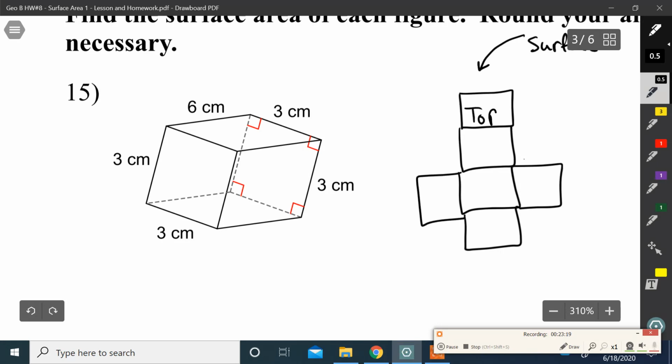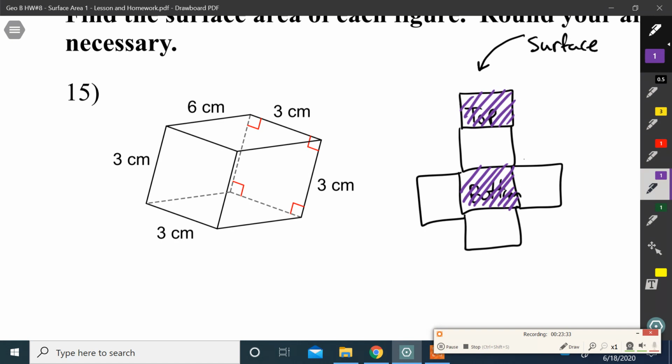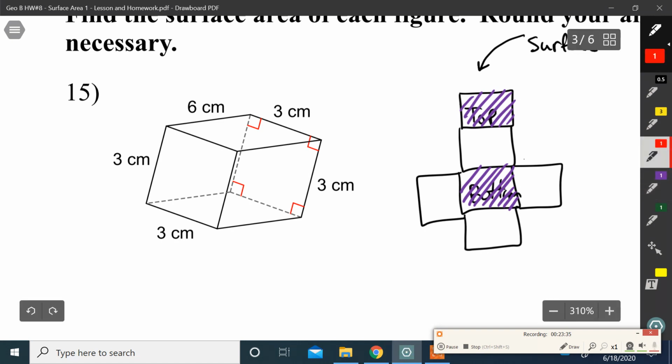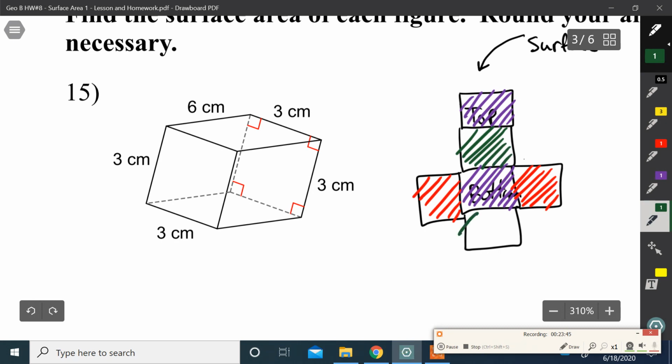We have a top and a bottom. The top and the bottom should technically be the same area. So to find the area of that, we multiply the length times the height. And then we have the sides here. This side should be congruent with this side right here. And this side should be congruent with that side right there. So we're finding the area of all those individual squares.